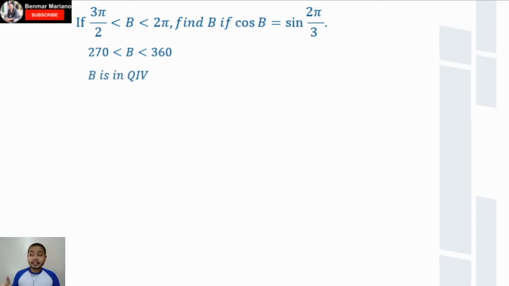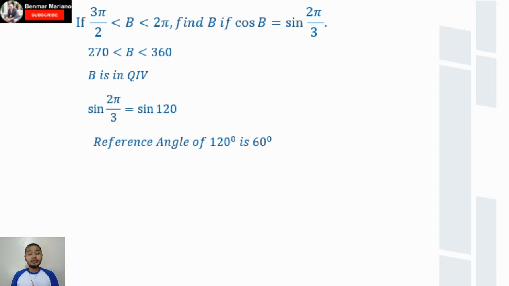Next, let us identify the value of sine 2 pi over 3. Again, what am I going to do here is to convert 2 pi over 3 into degree measure. So sine 2 pi over 3 is the same as sine 120 degrees. Now, what's the next thing to do here? Identify the reference angle of 120 degrees. The reference angle of 120 degrees is 60 degrees.